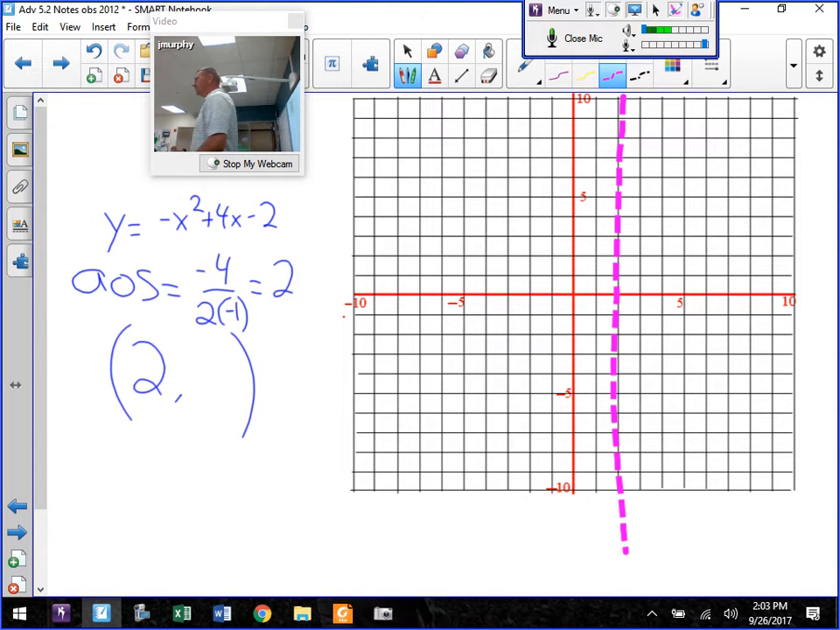Okay. So when I take the value of 2 and I substitute in, what's 2 squared? 4. 4 times negative 1. So I have a negative 4. 4 times 2? 8. So I have negative 4 plus 8. Subtract 2. That puts my vertex at 2, 2.